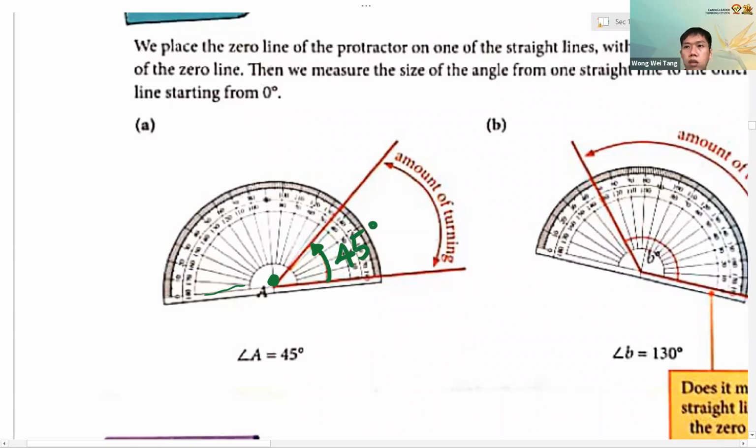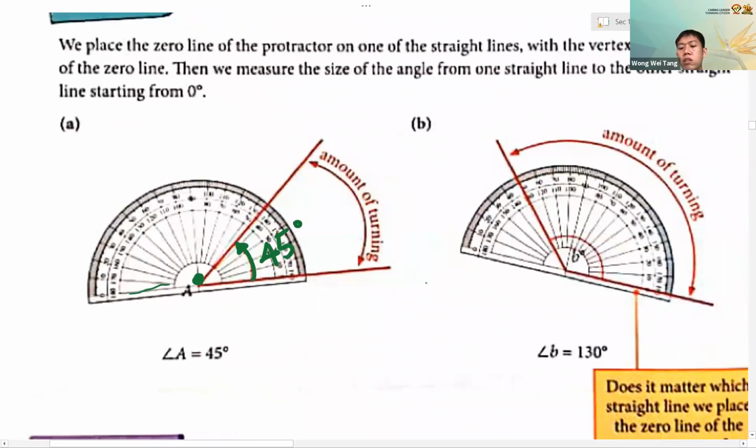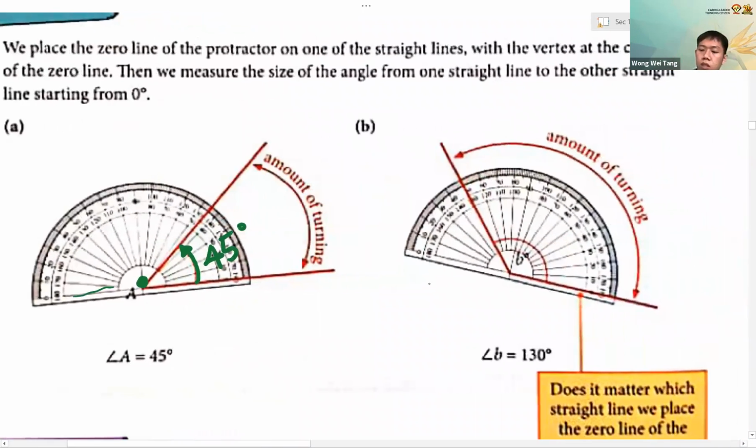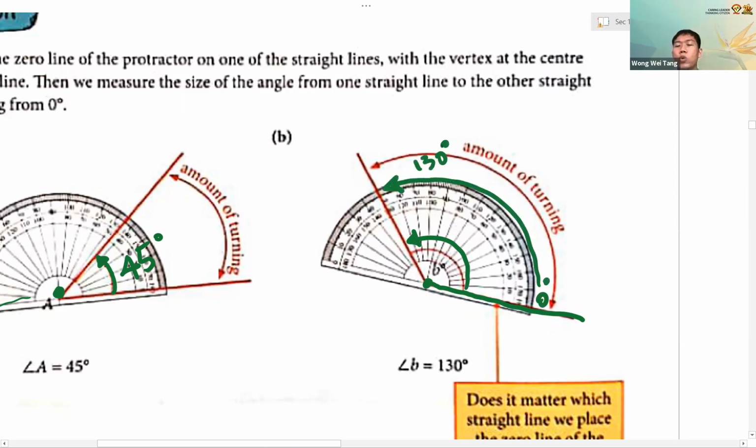So similarly, for the other angle, place the 0 point at the vertex, horizontal line on one of the lines, and find this angle. Then you read the value from 0, this is our 0 degrees, and it goes to 130 degrees. So what is a common mistake?